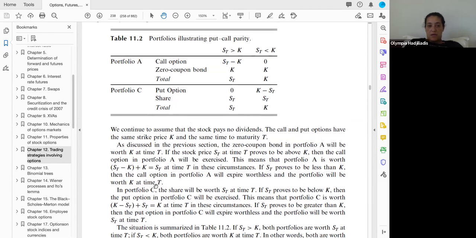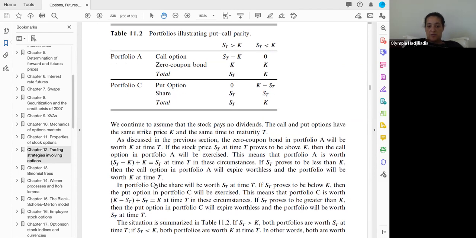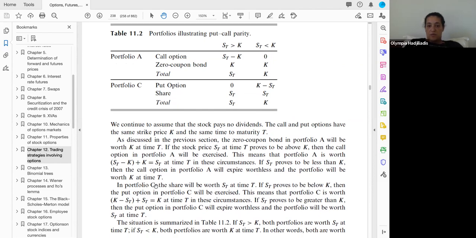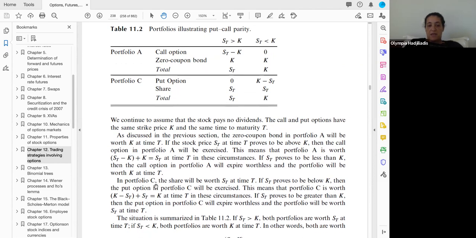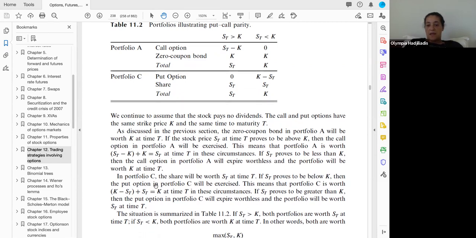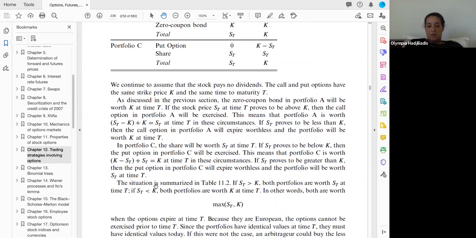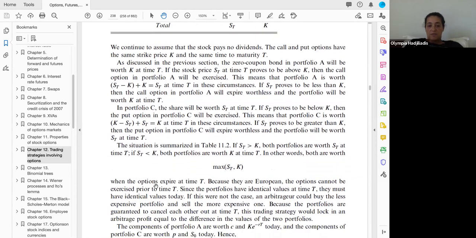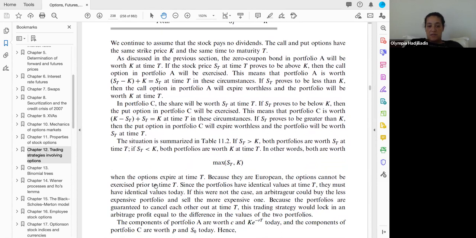The situation is summarized in table 11.2. If ST is greater than K, both portfolios are worth ST at time T. If ST is less than K, both portfolios are worth K at time T. In other words, both are worth the maximum of ST and K when the options expire at time T. Because they are European, the options cannot be exercised prior to time T. Since the portfolios have identical values at time T, they must have identical values today.